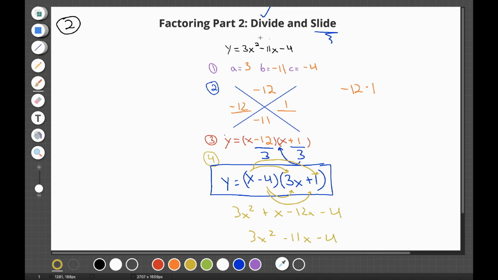Did we end up with what we started with? We sure did. So divide and slide does work. You don't need to prove it. You just need to get that form though. Okay, there you go.